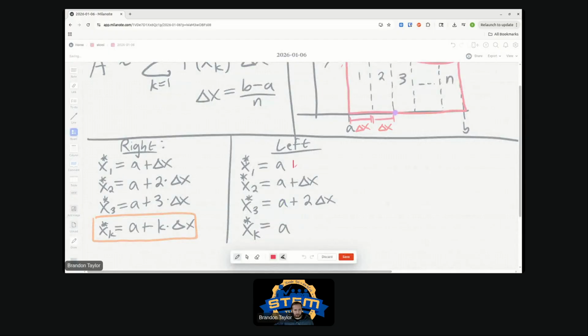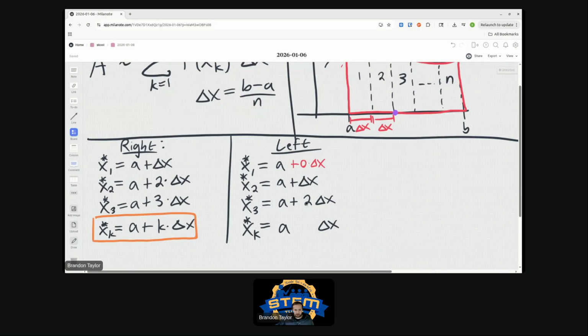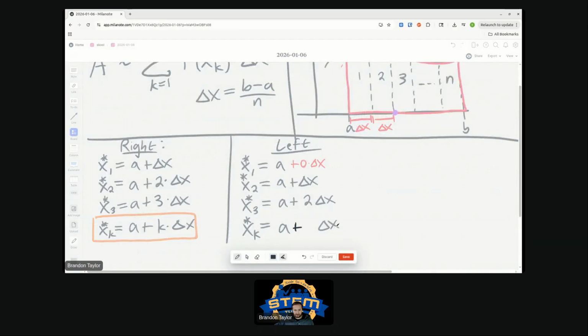But what if you think about it like this? What if you imagine plus 0 times delta x? Maybe that'll make it make more sense. So when you think of it like that, it's not that the delta x is not there. It is there. It's just that we're multiplying by 0 first. Looking at it that way makes it a lot easier to figure out what the coefficient is. And then basically what we want, again, the only part that changes is the k value in front of the delta x.